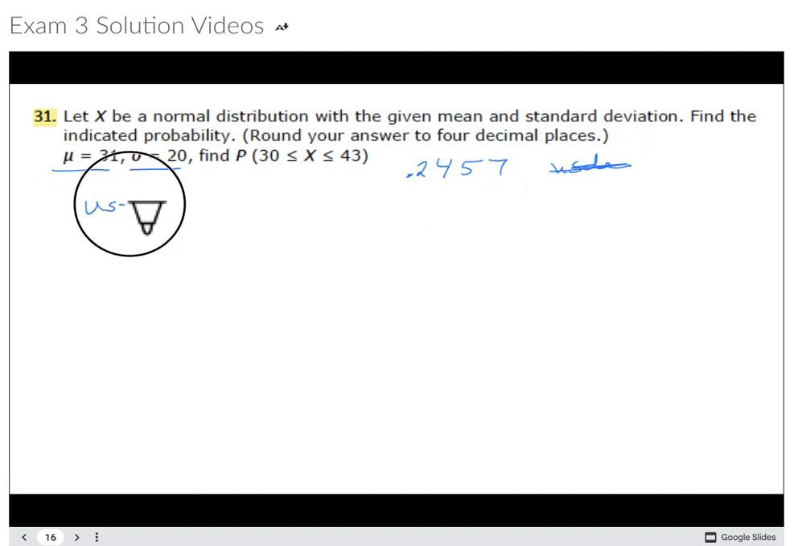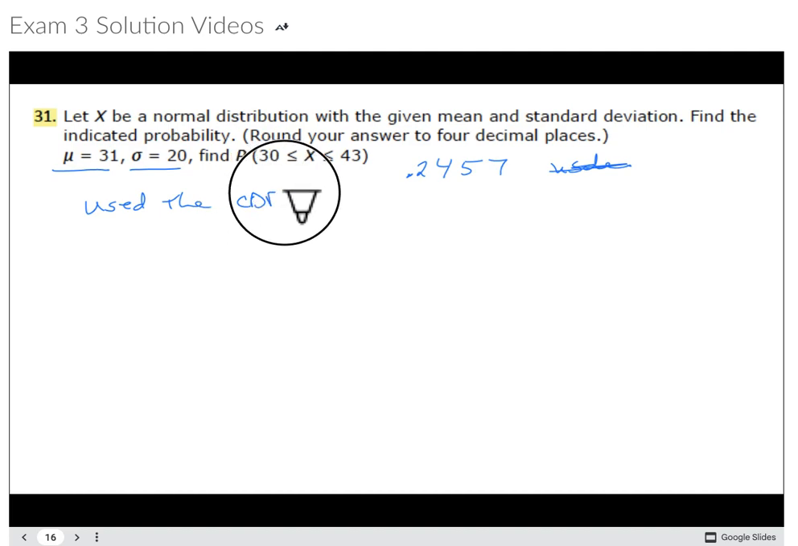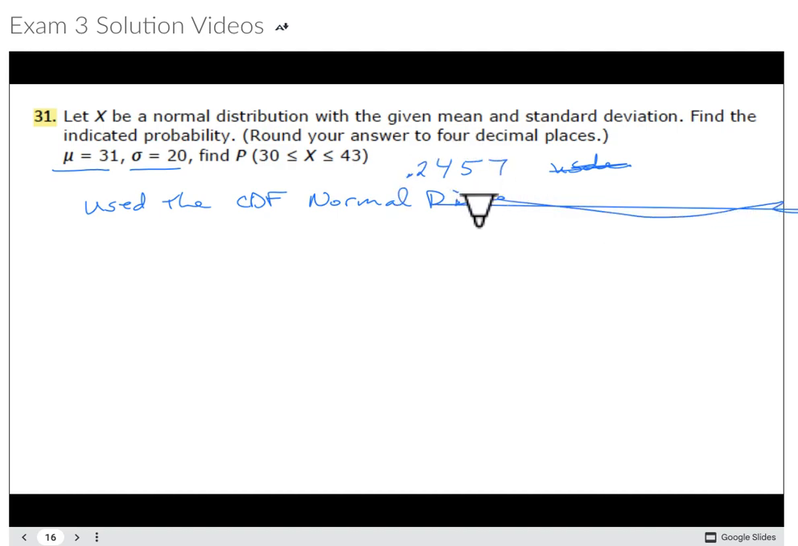And my work would be something like, I use the CDF normal distribution. It does this sometimes on me, but there we go.